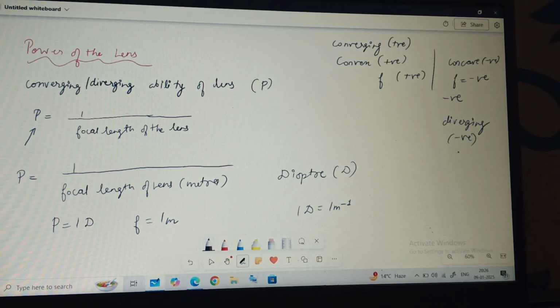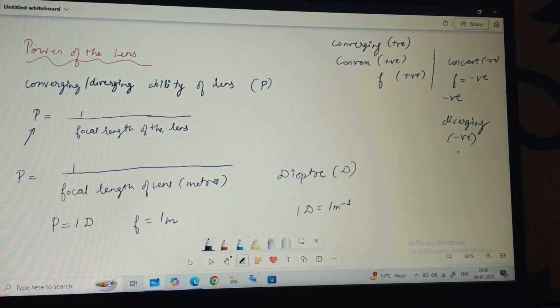Now let's see the power of the lens. Whenever a concave lens diverges the light or a convex lens converges the light rays, this ability of converging and diverging of the light rays by the respective lenses is known as the power of the lens, and it is expressed as the reciprocal of the focal length of the lens. That means the converging or the diverging ability of both the lenses directly depends on the focal length of the lens.